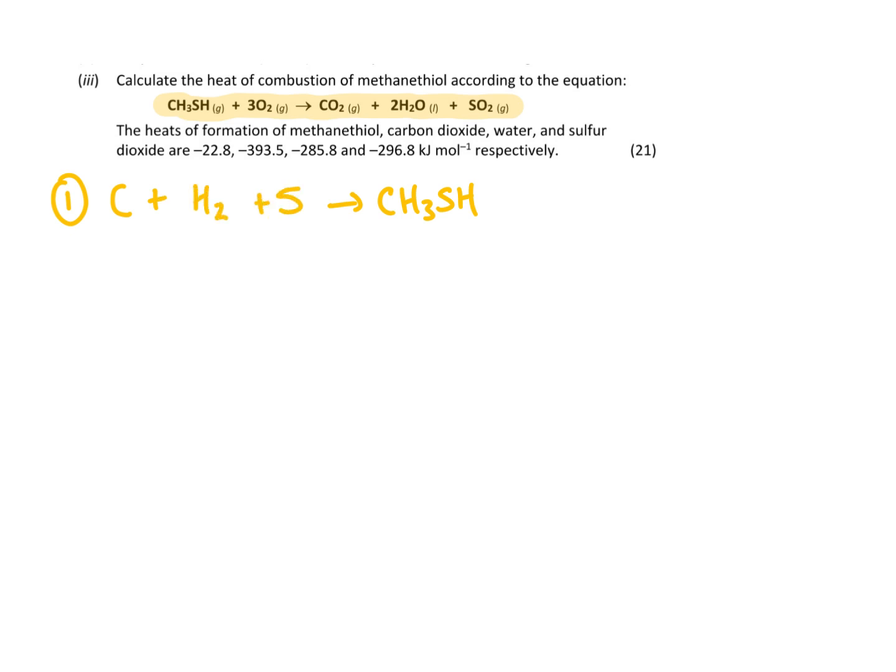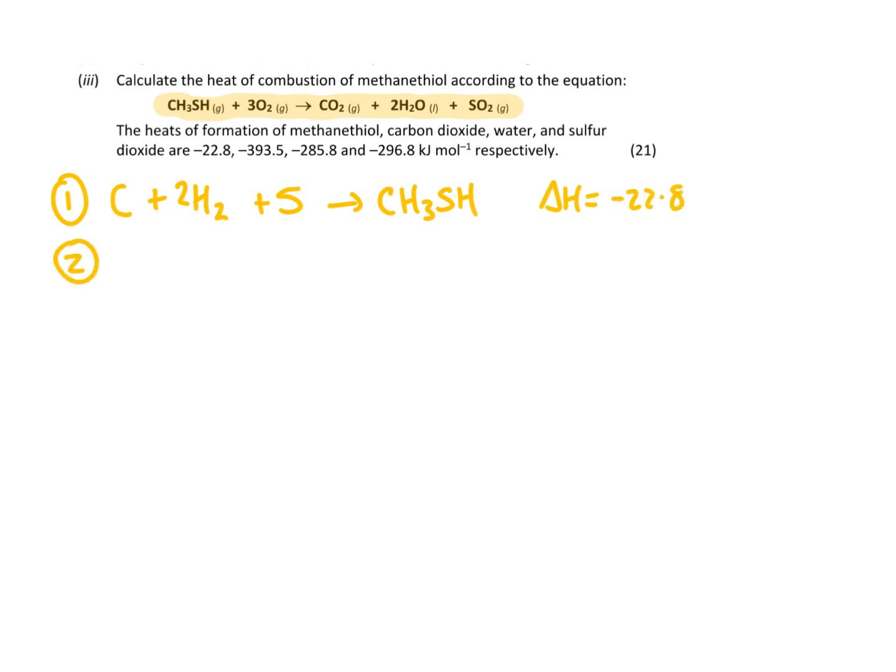Now if we go and balance that, we can see we've 1 carbon on the left, 1 carbon on the right. We've 4 hydrogens on the right hand side, so that must mean we have 2 H2s, and then we have sulfur. That's balanced already, and we're told that the delta H value for that is minus 22.8.